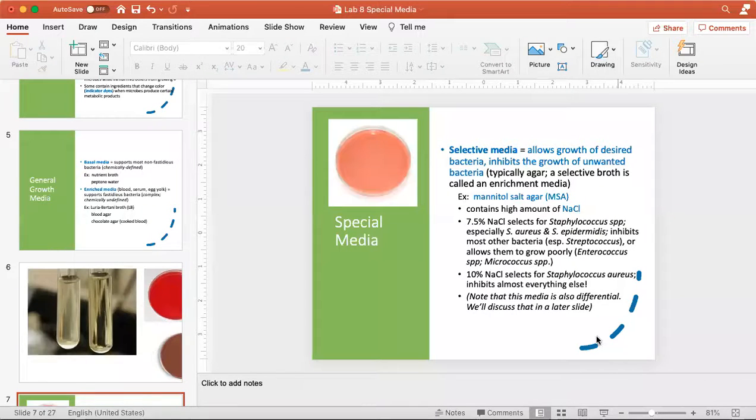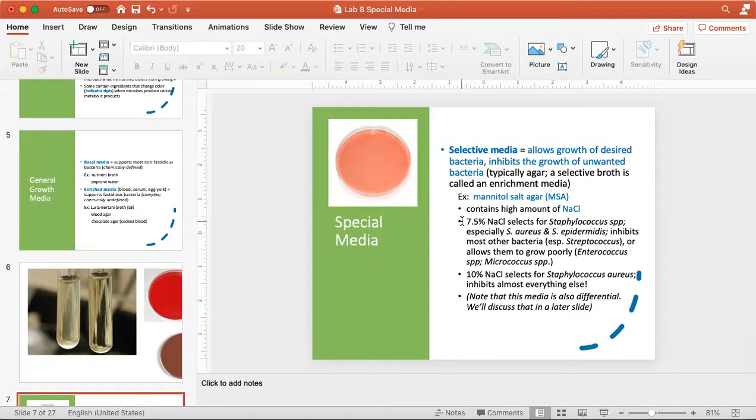Now remember, we can use 10% sodium chloride in MSA. You can add either percentage. If you go to 10%, the only thing that is going to grow on that is Staphylococcus aureus. It inhibits virtually everything else. So you might say to yourself, well, why not just use 10% sodium chloride? Why bother with the 7.5?